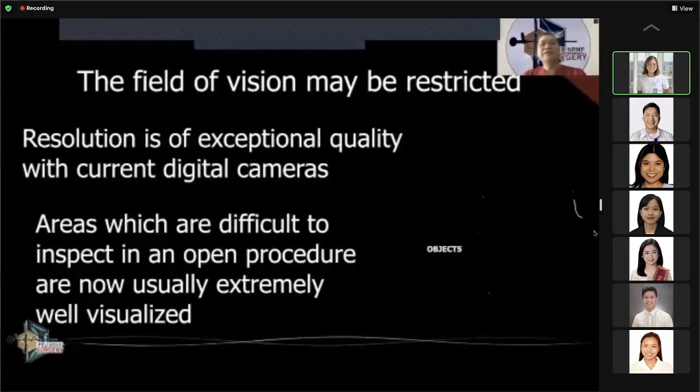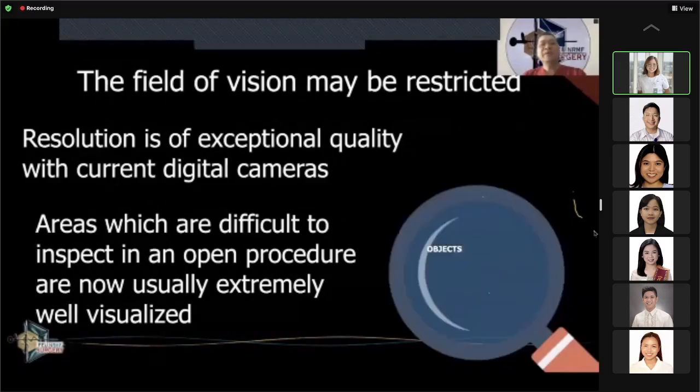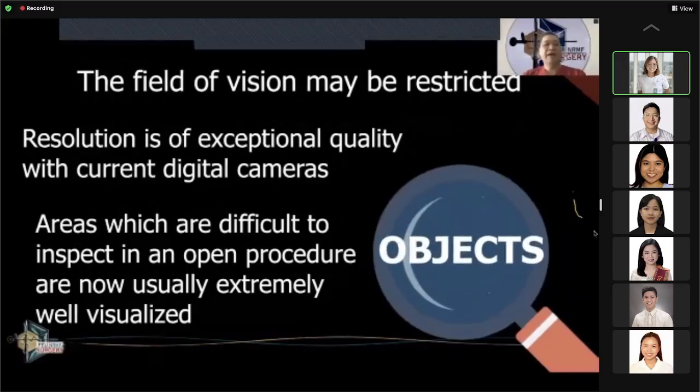So the field of vision may be restricted in laparoscopy, but it is magnified. So your image is actually magnified in laparoscopy compared to your open surgery. So this is the very good advantage of laparoscopy, because you can see the anatomy clearly because they are magnified.